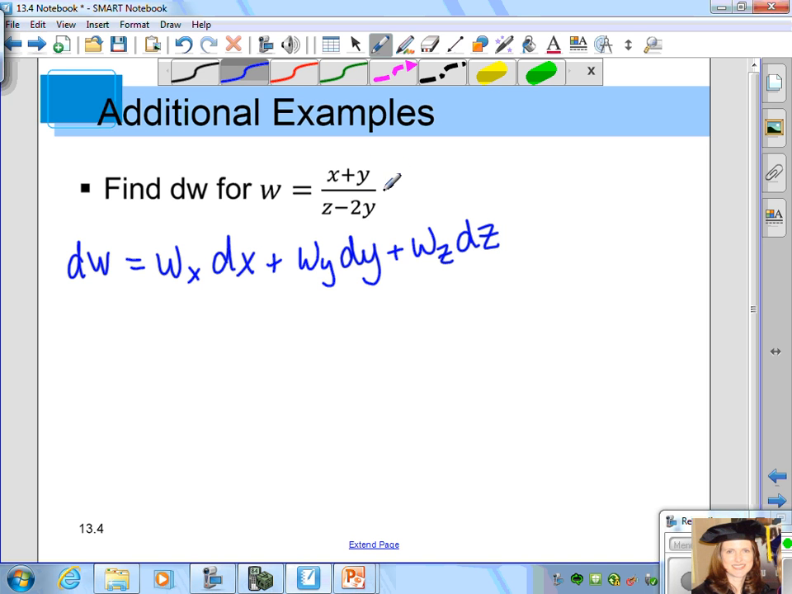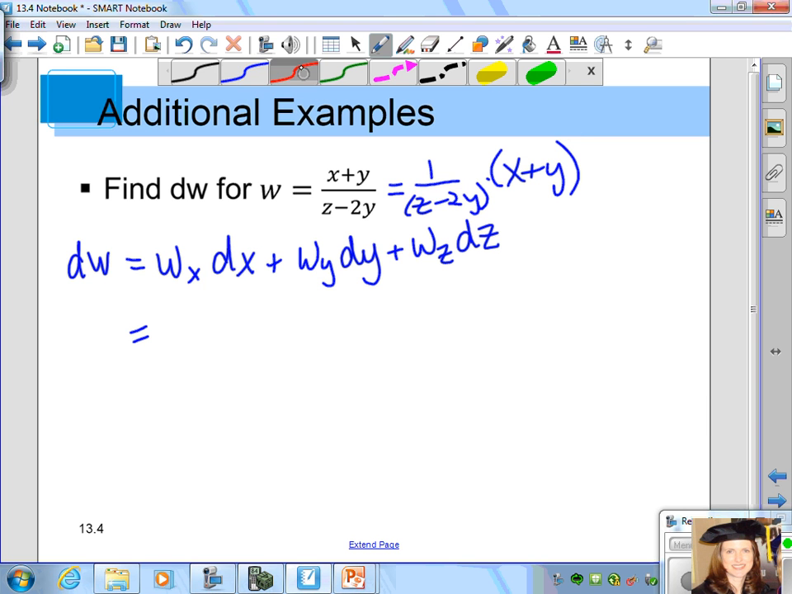We can use the quotient rule here when we're taking these partial derivatives. We can treat this sort of as a constant. There's many ways you can write this. You can write this as 1 over z minus 2y times the quantity x plus y. Or you can write it as x plus y times the quantity z minus 2y to the negative 1 power.